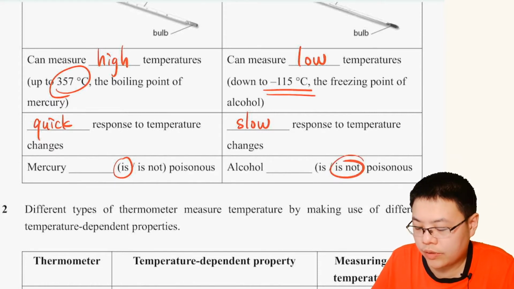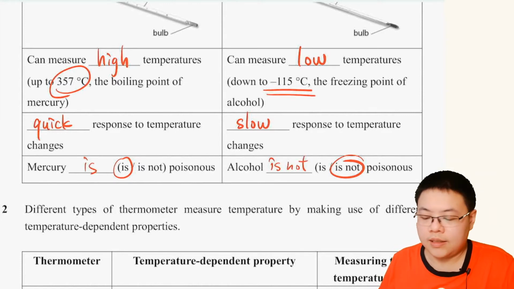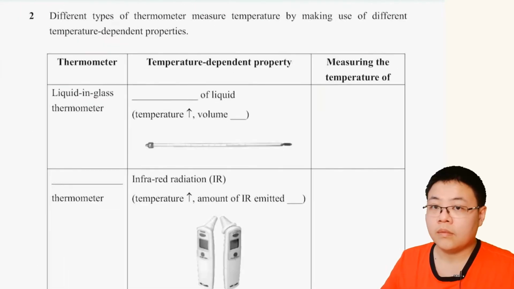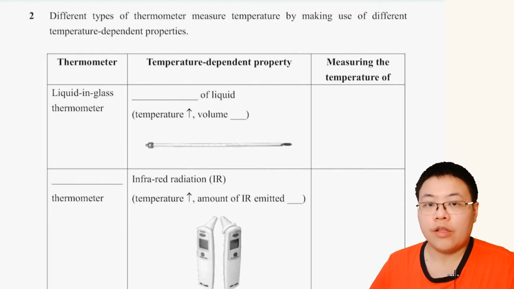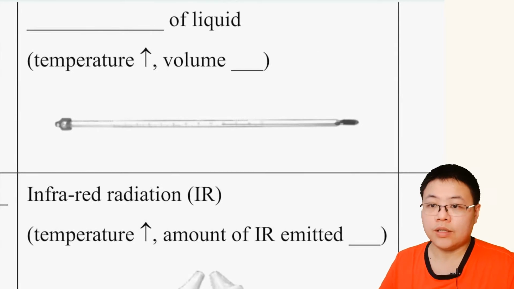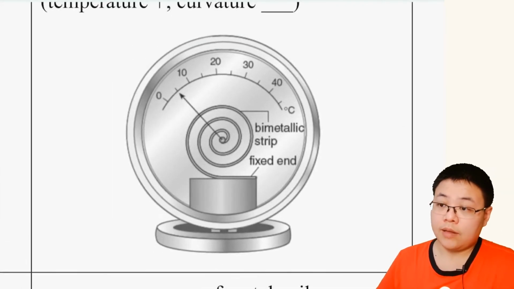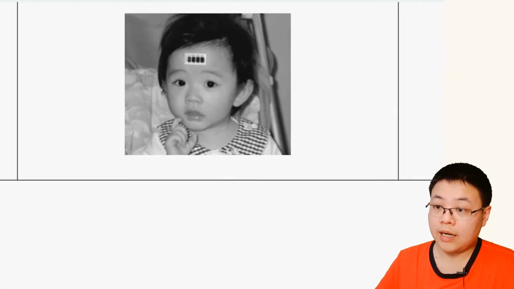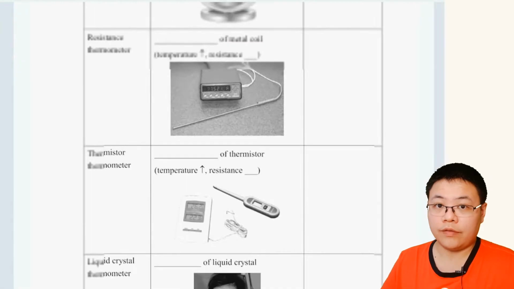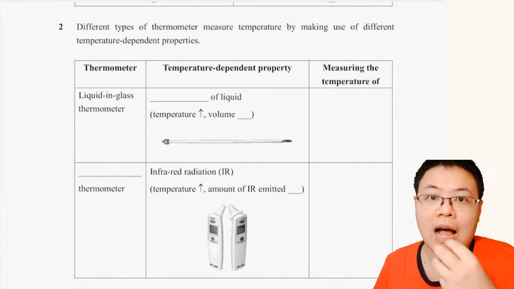It is not poisonous. And for this part, fill in the blanks. You can handle that. In this part, we are going to learn about different types of thermometer. So far, we only focus on this type, but there are infrared ones, the metal bending one, resistance one, color changing one. Okay, a lot of different types of thermometer. But what are we going to learn about them?